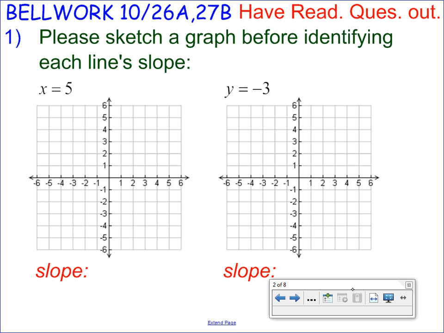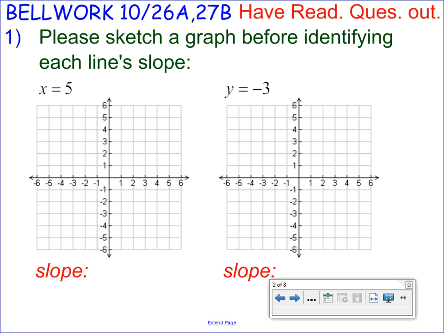So several things that we ran into on the test include graphs of linear equations, whether they're a special line, as these two Bellwork questions are, or a slanted line. Let's take a look at the first one. Remember that the graph of the linear equation x equals 5 connects all the points that share the same x coordinate, and whose x coordinate is 5.